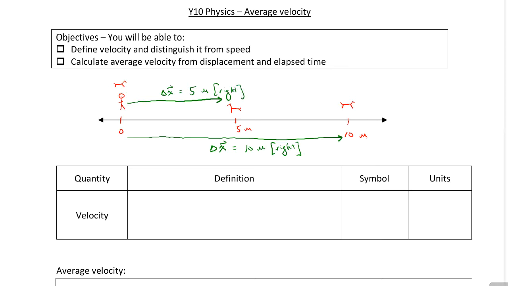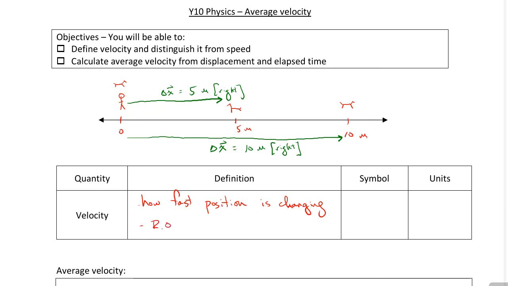Now, speed is the rate of change, or how fast distance is changing, whereas velocity is how fast position is changing. We can also call that the rate of change. I'll write ROC in short, the rate of change of position. And because position has a direction, just like displacement had a direction, velocity will also have a direction. So we're going to put that little arrow on top to indicate that it has direction, that it's a vector, and we use v for velocity.